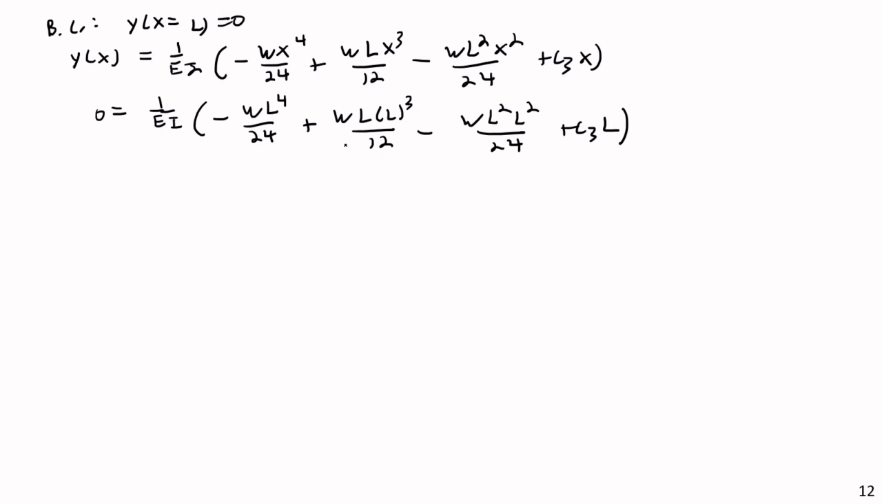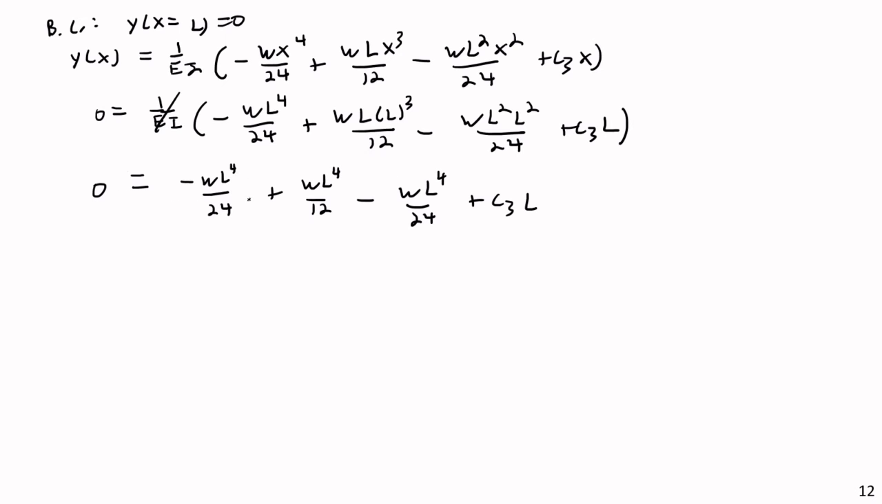Now, look what we have here. First of all, the EI can just go away. And, interestingly enough, let's keep working through this. I'll have a negative WL to the fourth over 24 plus WL to the fourth over 12 minus WL to the fourth over 24 plus C3L, and this equals 0.